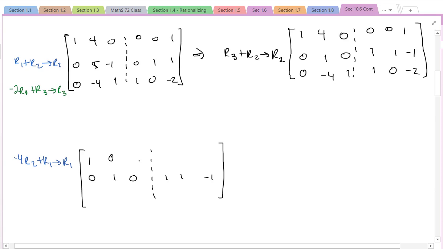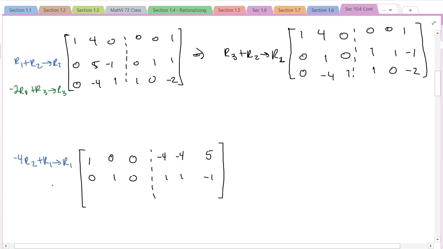-4 times 0 doesn't change it. So I get a 0 there. And then -4 plus 0 is -4. -4 plus 0 is -4 again. -4 times a -1 is 4, plus 1 is 5.